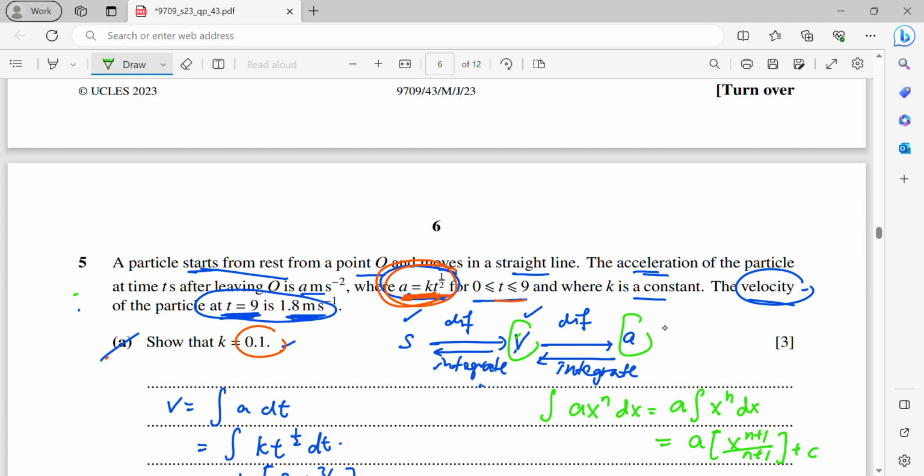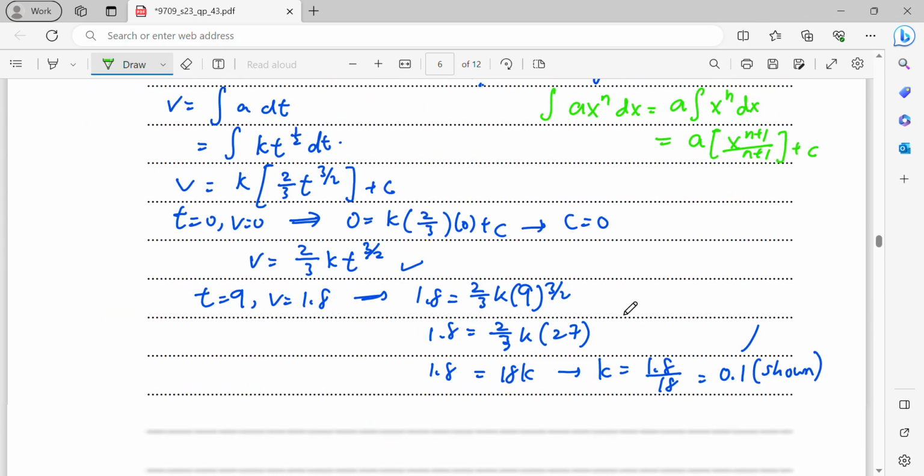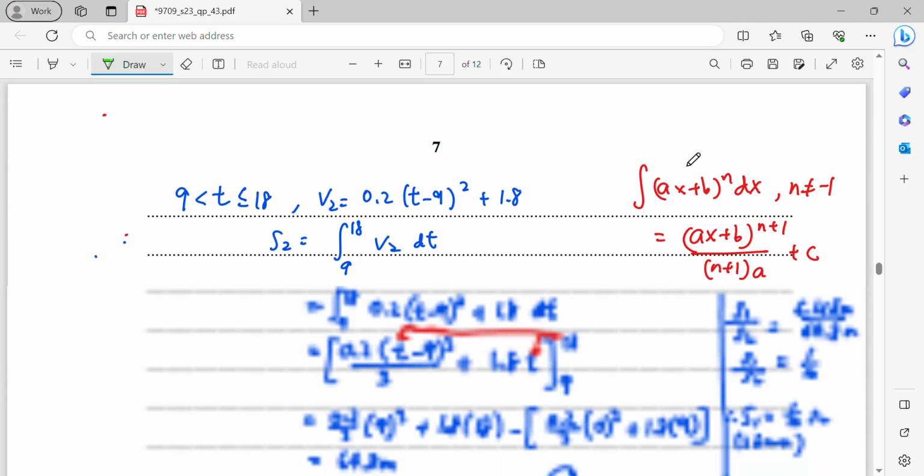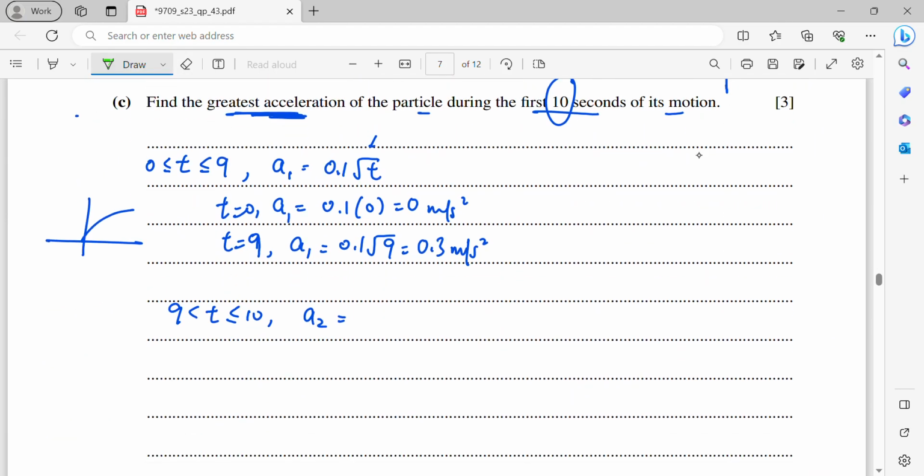So A equals dV over dt. Means that now I need to differentiate this given V. So I will have to rewrite first. So this is dV2 over dt, which means I need to differentiate 0.2 times (t minus 9) squared plus 1.8.